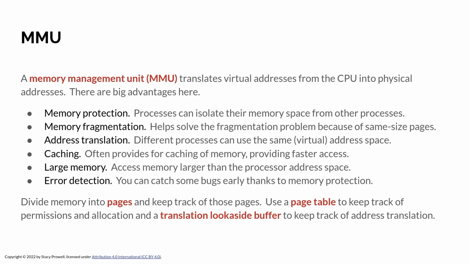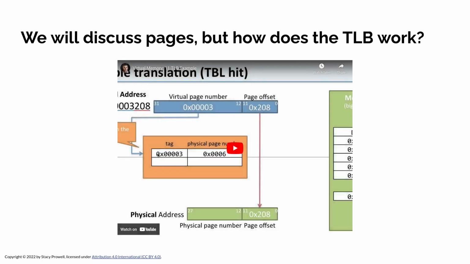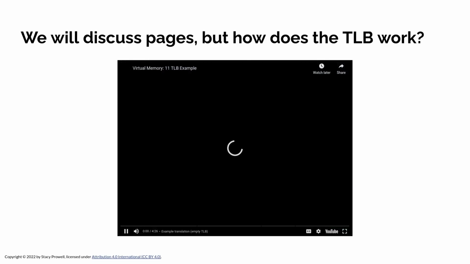We use a page table to track permissions, and because all of this can be complicated, we use something called a TLB, or translation look-aside buffer, to help us do rapid address translation. We'll see that in just a moment. If you want to know all that stuff, here's a good video that will go through all of that in more detail with you.